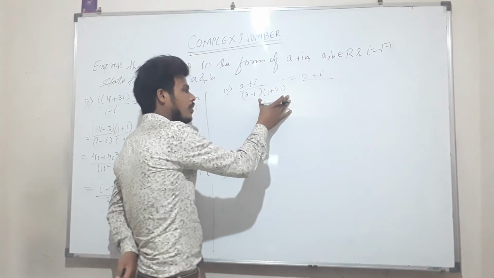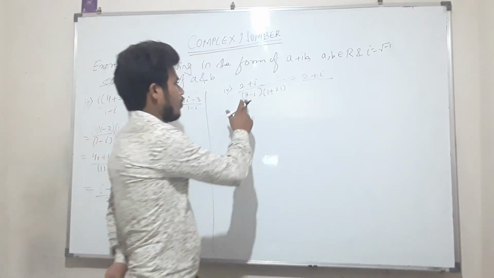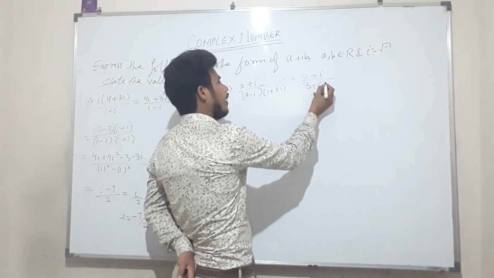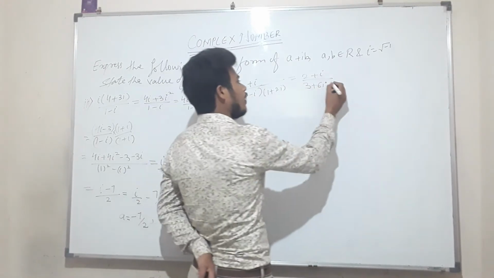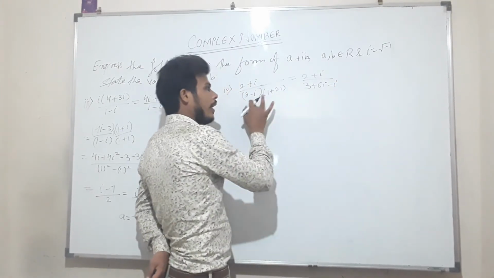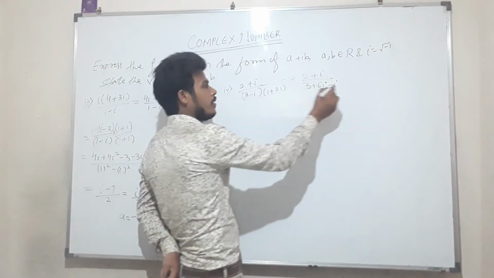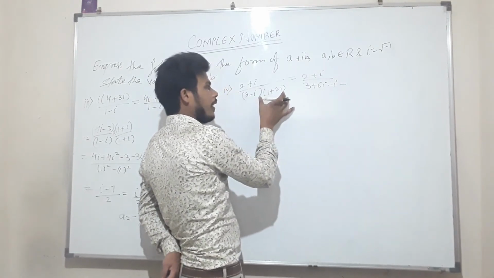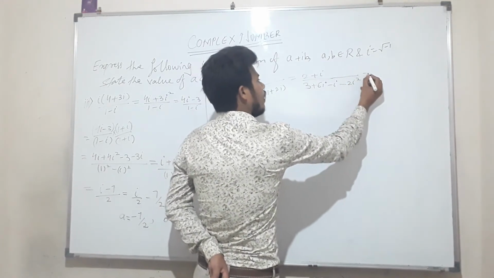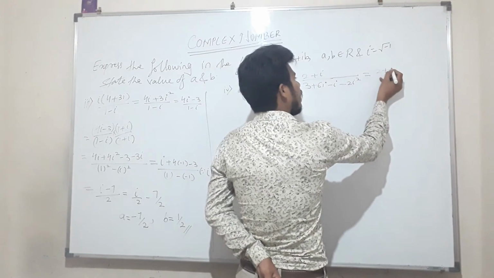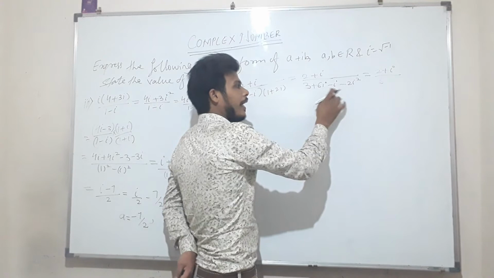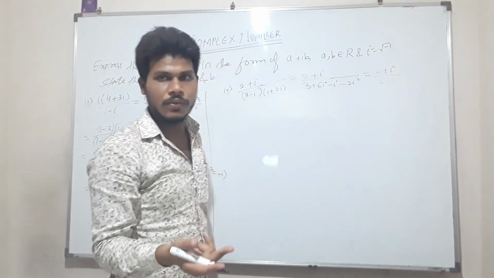So we will just multiply it. 3 into 1 is 3, 3 into 2i is 6i, then minus i into 1 is minus i, and minus i into 2i, i into i is i², and minus into plus is minus, so minus 2i². So it is 2 plus i upon 3, as it is, 6i minus i is 6 minus 1 is 5.